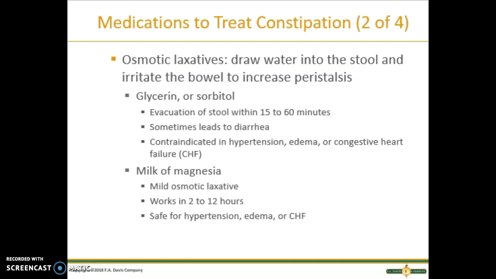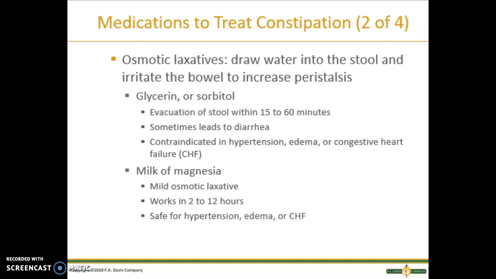Osmotic laxatives draw water into the stool and irritate the bowel to increase peristalsis. And we know this is the wave-like movement of the small and large intestines. They take 15 to 60 minutes, but these could work immediately. So again, just really talking to our patients about the time frame it can take and having them be prepared to be in a place of comfort when they're utilizing these types of medications.